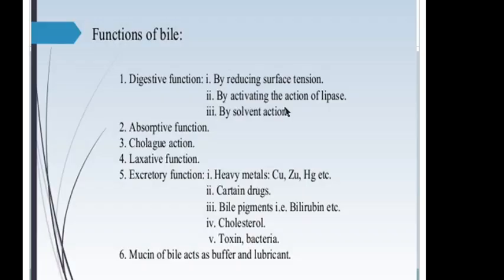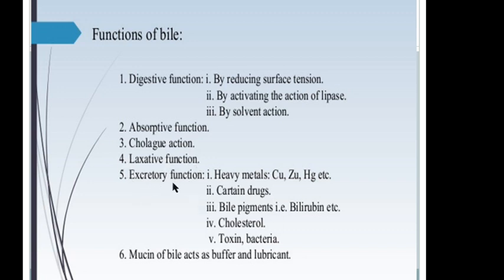Function of bile. Digestive function: by reducing the surface tension, which is already discussed, by activating the action of lipase, and by solvent action. So bile salts help in digestion of fat by reducing the surface tension of the fat, by action of the lipase, and by solvent action. Absorptive function by formation of micelles, and cholagogue function, bile salts acting through the contraction of the gallbladder.